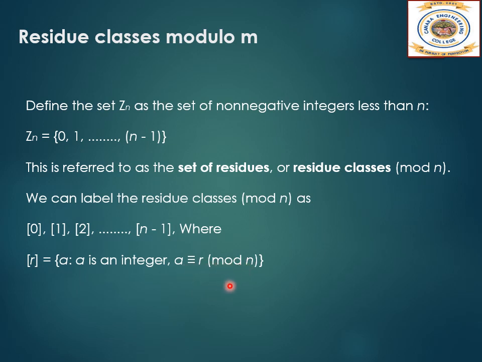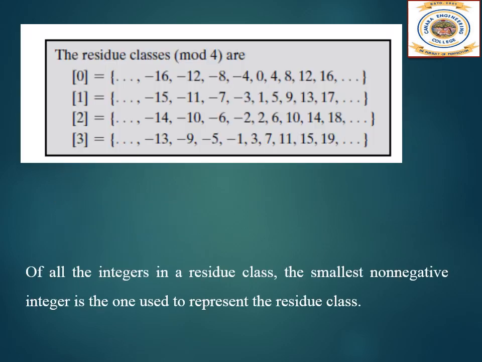Now we will understand this with an example. Let us take the residue classes of mod 4. What residues are there in mod 4? We have 0, 1, 2, 3. These are the residue classes. As we have seen in the previous slide, it is from 0 to n minus 1. What is n? n is 4, so n minus 1 is 3. So we have 0, 1, 2 and 3.